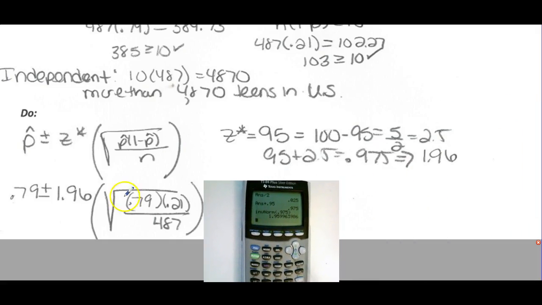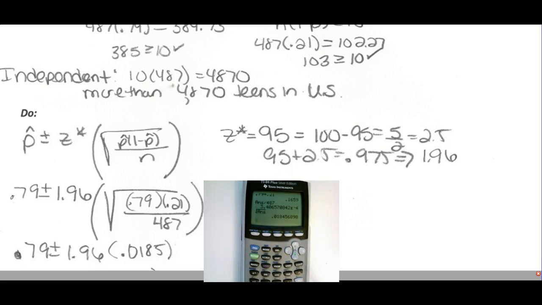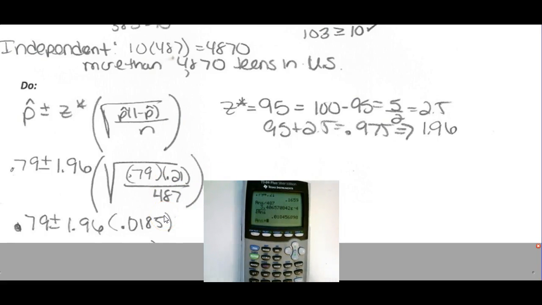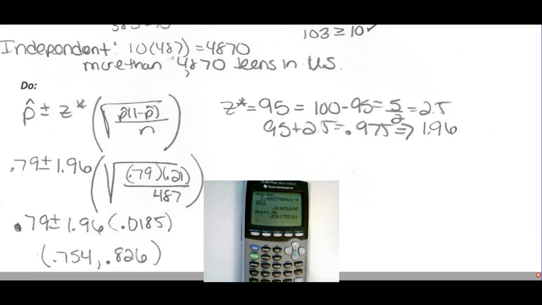Here again, I have the standard error, so 0.79 times 0.21, hit enter, divide that by the total number, 487, take the square root of that answer. I'm not even going to type all that in because it's just too long, and there's my 0.0184 that I got. Then I can multiply that by 1.96. That gave me the plus minus on the right, and I can then do the math, do 0.79 plus 0.0362, and then 0.79 minus 0.0362.